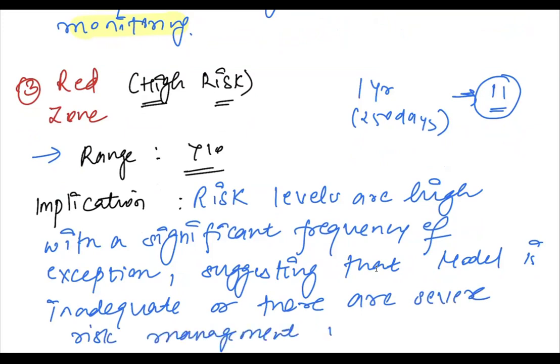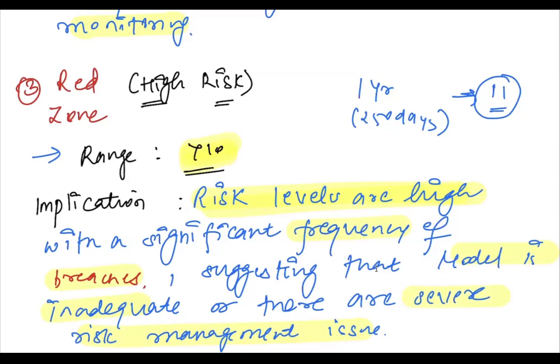Just imagine that you are seeing losses happening more often in your portfolio, and not just more often, your losses are greater than the value at risk number. That's what we call a breach, right? So what does that mean? It means your risk levels are high with a significant frequency of exceptions, or you can say breaches, both mean the same. Your breaches are happening again and again, suggesting that the model is inaccurate or that there are severe risk management issues.